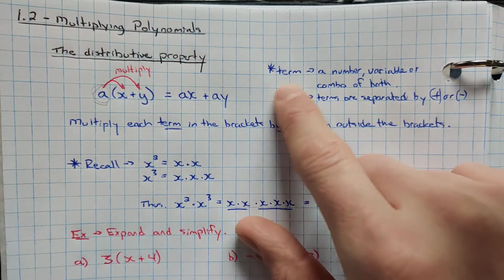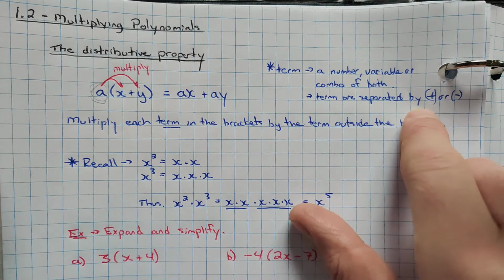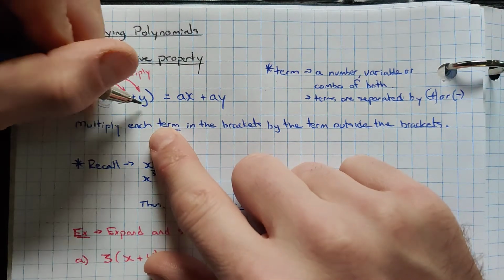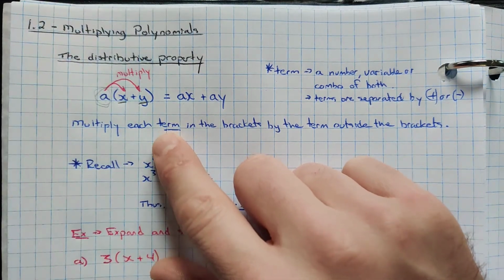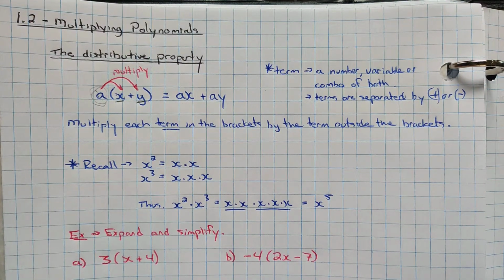Note that when I do use the word term, I mean a number or variable or combo of both. The terms are separated by plus and minus signs. This is one term. This is another term. So we take each of those terms and multiply it by the number outside, or value outside.